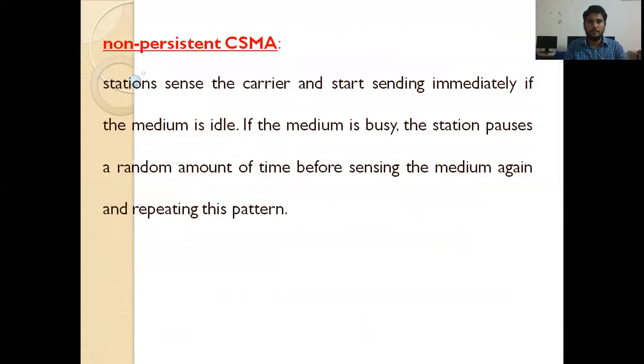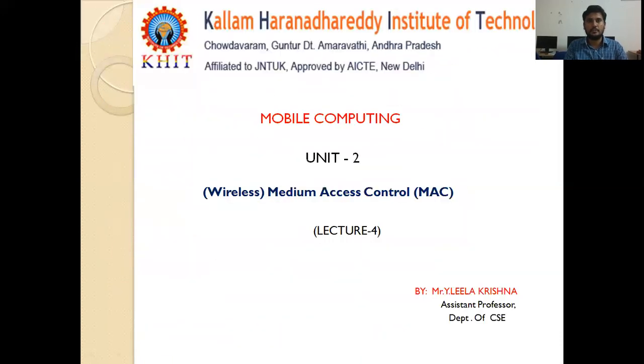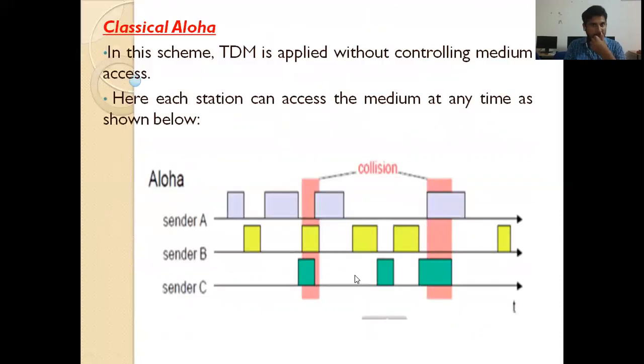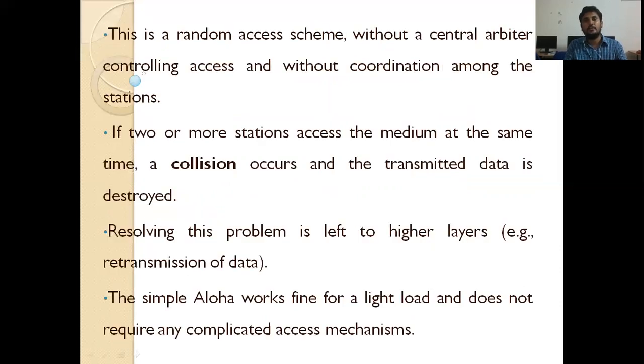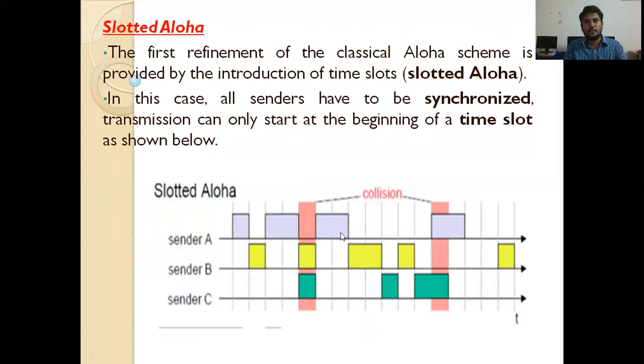In this lecture, we discussed classical Aloha, which is random data transmission. To avoid this, one refinement is implemented, called slotted Aloha. Time is divided into slots. Each sender has to transmit a data packet at the start of a time period only. For example, consider 9 a.m.: sender A sends a data packet at 9 a.m. Sender B's data packet is ready at 9:10 a.m., but sender B waits for 10 a.m. to transmit the data packet.